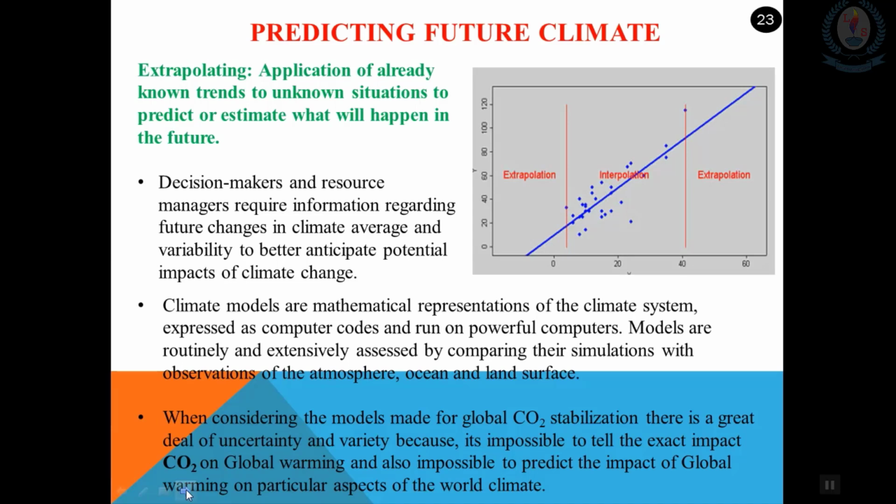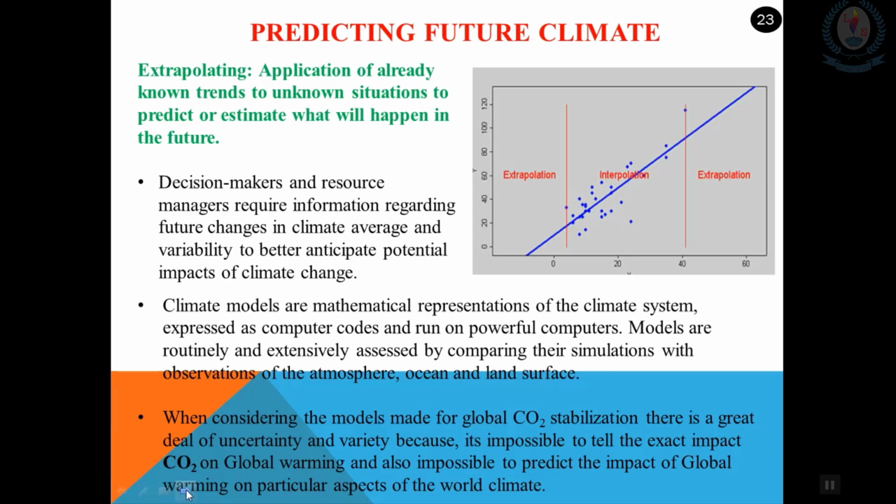Predicting future climate. Now we talked about the evidence of climate change and human impact on climate change. And it's important to get some sort of a prediction about climate change in the future. Until today, we have collected a certain amount of data on climate change. So based on this data, we should see whether we can predict the future.